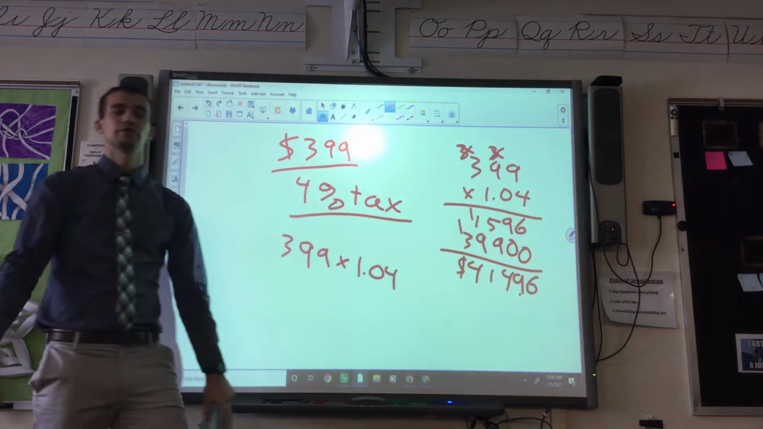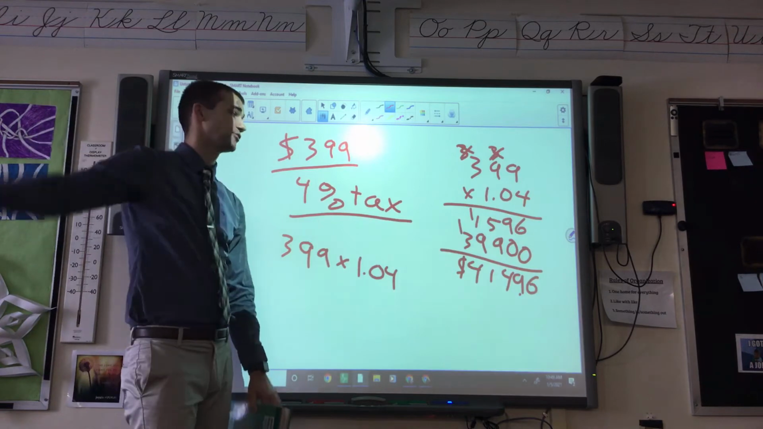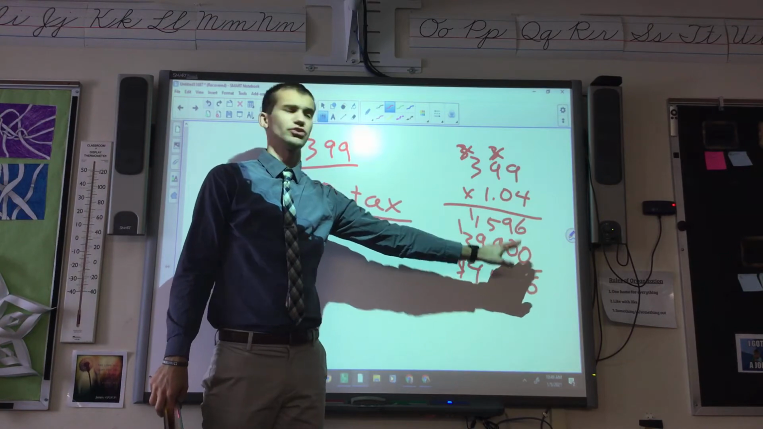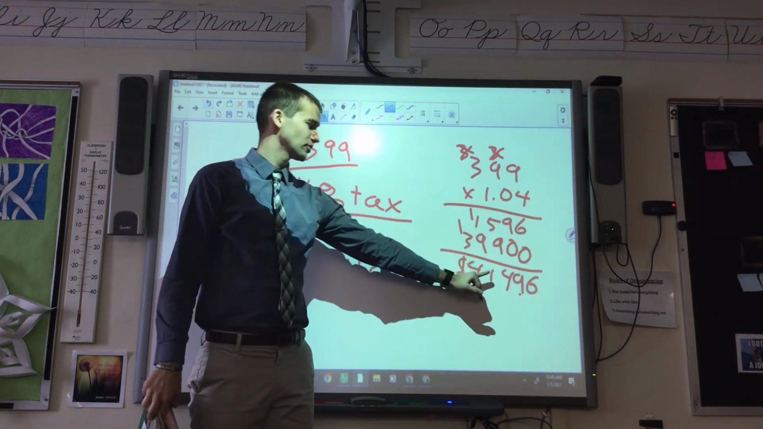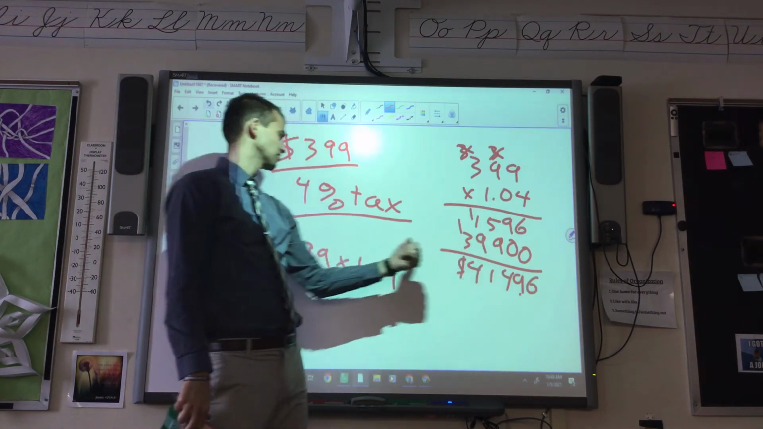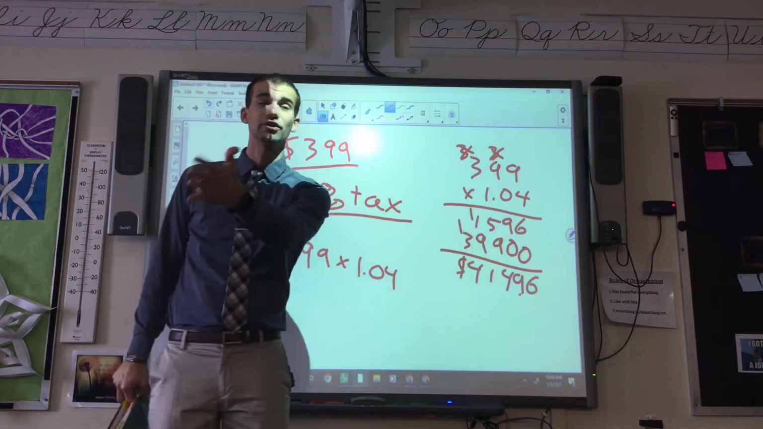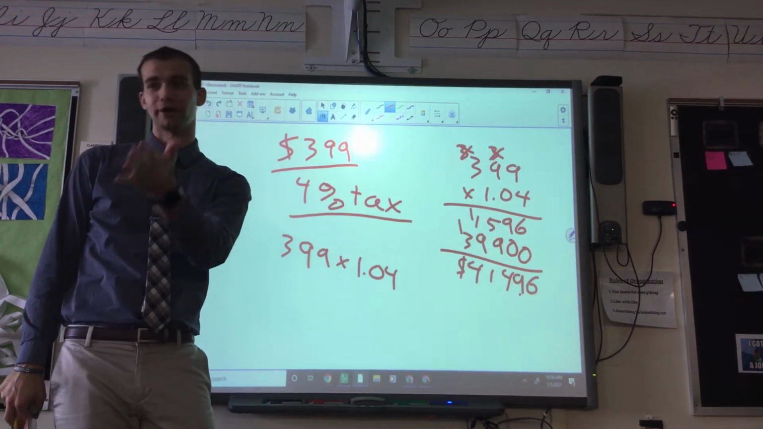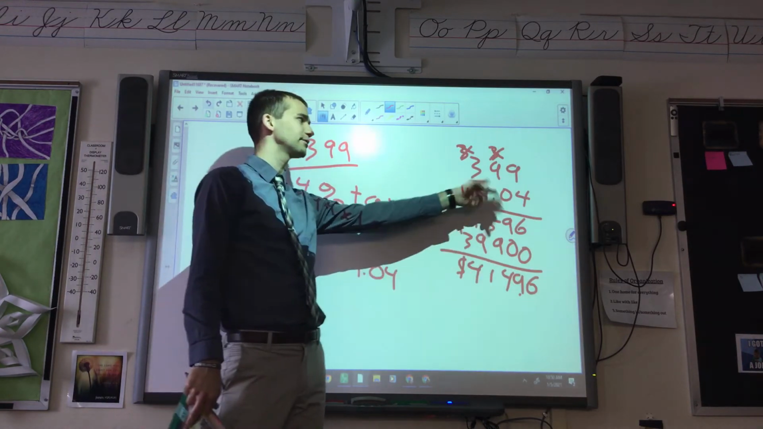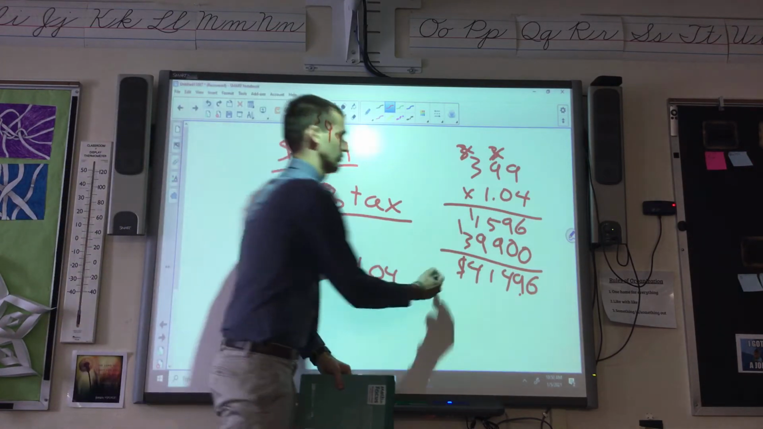Is that a reasonable answer? $414.96 for a 4% sales tax? Yes. This is when you've got to use your head, because a lot of people might make a mistake on the second zero. Instead of adding 2 zeros, they might only add 1 zero, and then the total cost is going to be about 40 bucks. If you're paying a 4% sales tax for something that's $399, you're not paying 40 bucks for the whole thing. So you've got to look at your final answer and think, does it make sense? If it doesn't make sense, you probably did something wrong with your multiplication. But yeah, $414.96 is your total cost there.